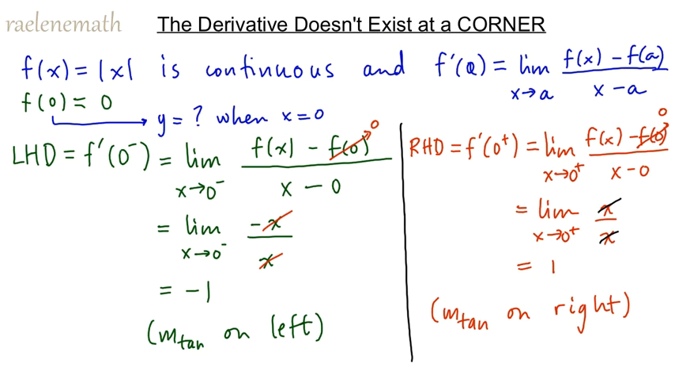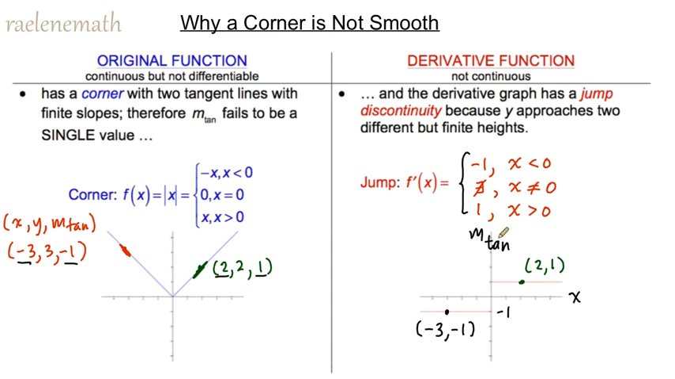Now remember what we said a moment ago, that the height of the m tangent graph is the slope of the original function. So if the left and right hand slopes of the original function are different, then the left and right hand heights on the derivative graph are different. So having two different and finite slopes on the original means we have two different and finite heights on the derivative. Two different and finite heights means we have a jump discontinuity. Two different and finite slopes mean we have a corner. So there you have the rule of 4, graphical, numerical, verbal, algebraic connection about why a corner is not smooth.